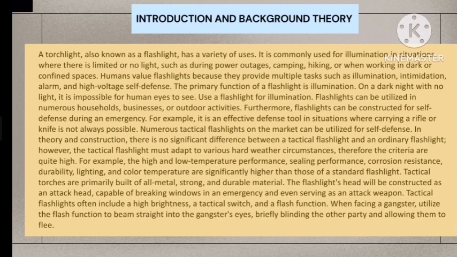The flashlight's head will be constructed as an attack head, capable of breaking windows in an emergency and even serving as an attack weapon. Tactical flashlights often include high brightness, a tactical switch, and a flash function. When confronting a gangster, utilize the flash function to beam straight into the gangster's eyes, briefly blinding them and allowing you to flee.